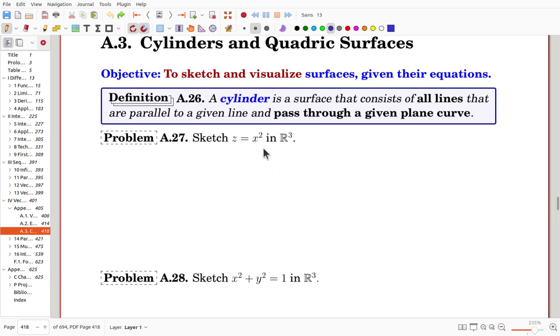Sketch z equals x squared in R3, in 3D coordinates. X and y, and here that is z, and z equals x squared will make a parabola on the xz plane, like that. Now, this equation is independent of y.